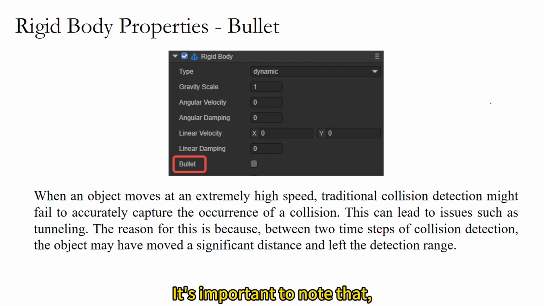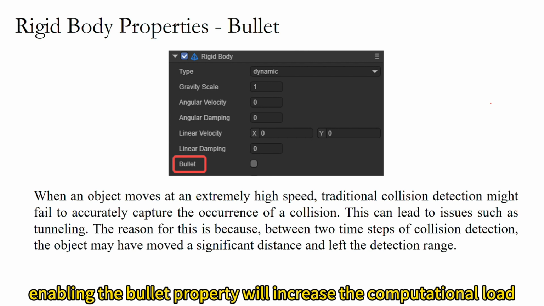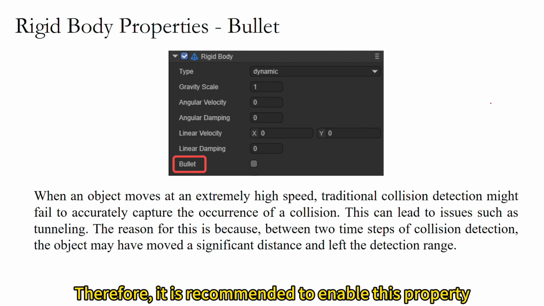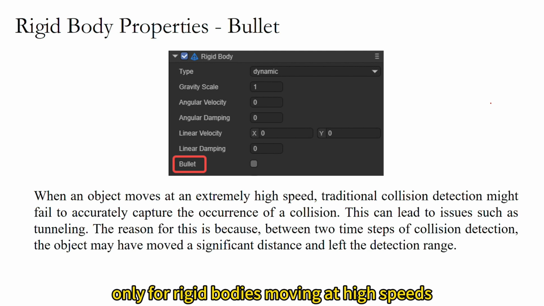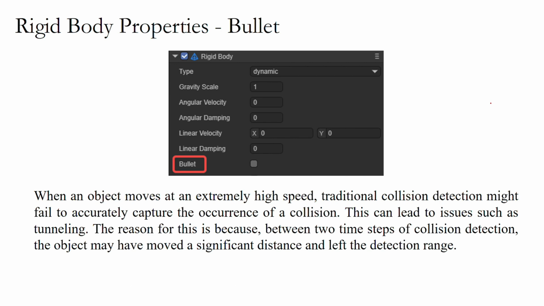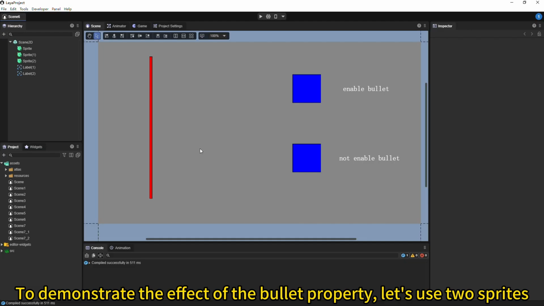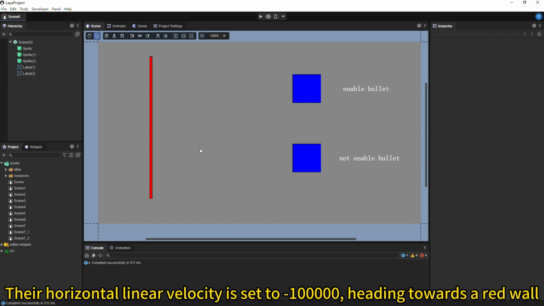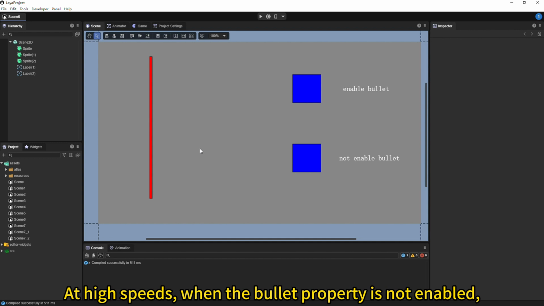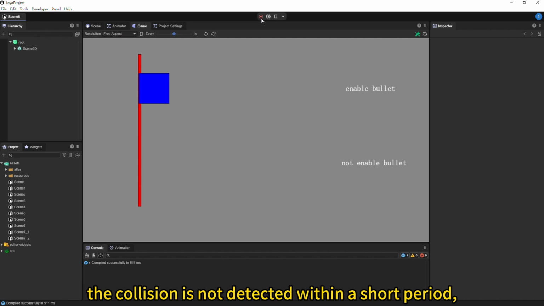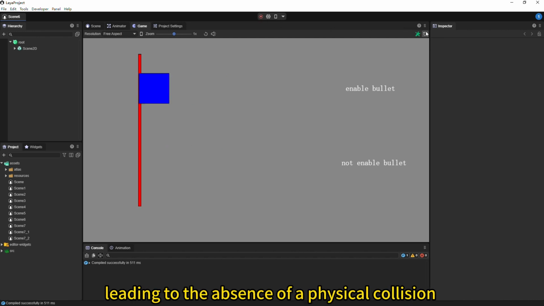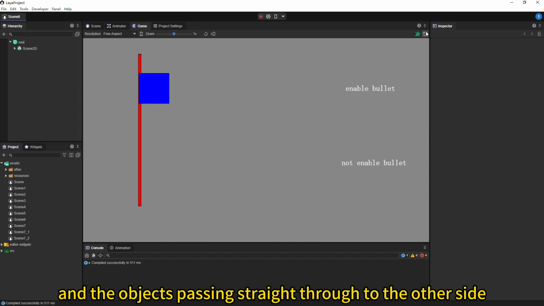It's important to note that, on the physics engine, enabling the bullet property will increase the computational load. Therefore, it is recommended to enable this property only for rigid bodies moving at high speeds. To demonstrate the effect of the bullet property, let's use two sprites. Their horizontal linear velocity is set to -100,000, heading towards a red wall. At high speeds, when the bullet property is not enabled, the collision is not detected within a short period, leading to the absence of a physical collision, and the objects passing straight through to the other side.